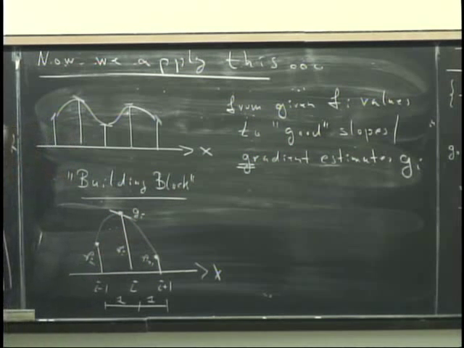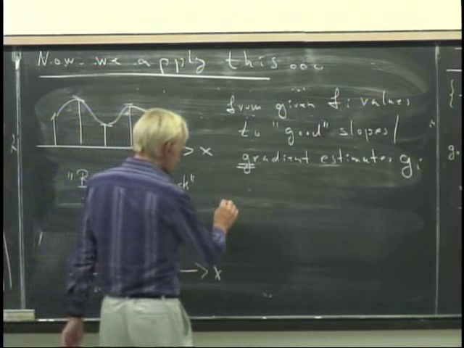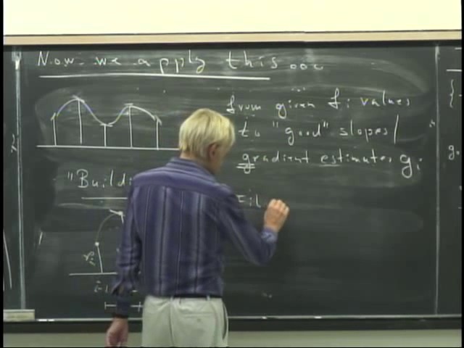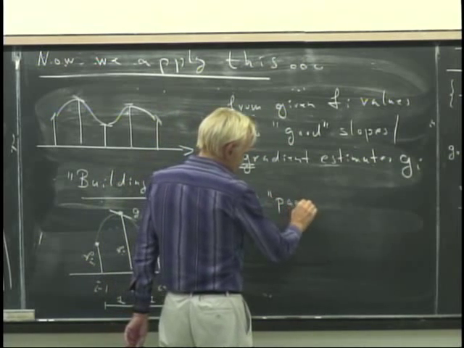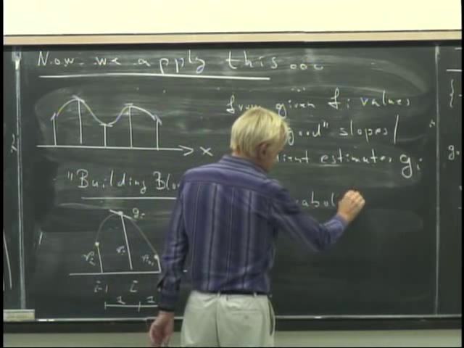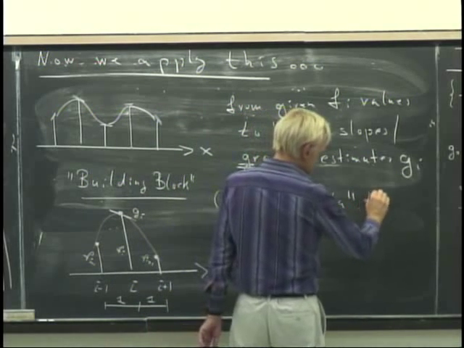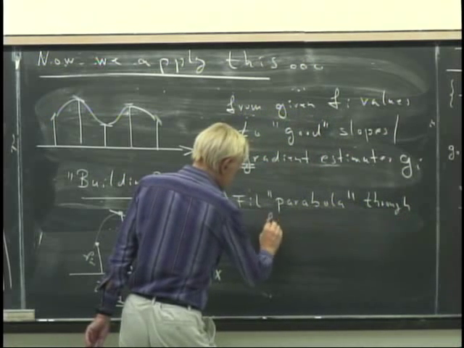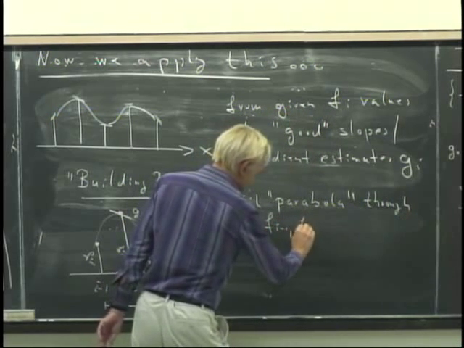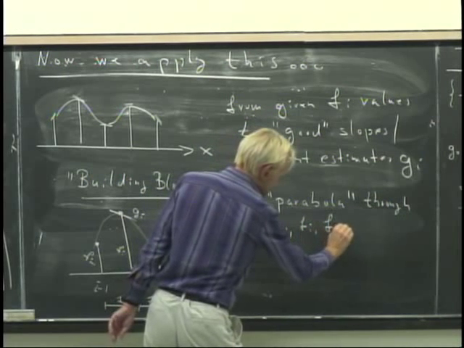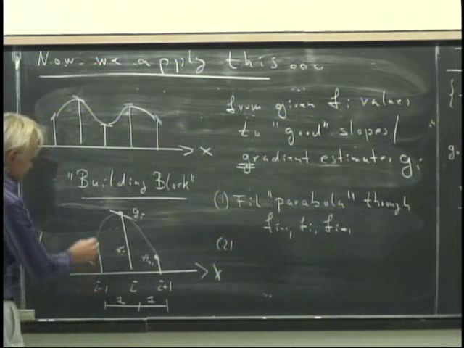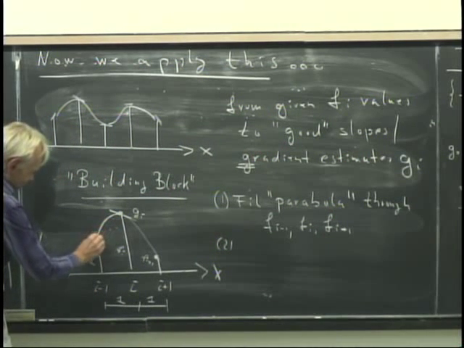Now I give you the formula. The building block is, step 1: you fit a parabola through these sticks, f_i minus 1, f_i, and f_i plus 1. Your eye is doing that. Step 2: this is this happy parabola which I'm drawing.